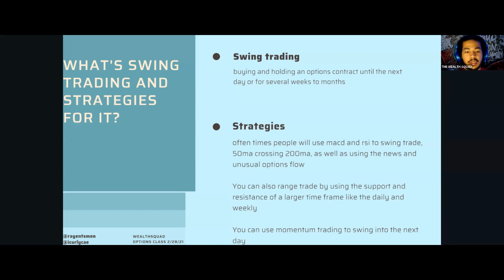And the strategies, oftentimes people use MACD, RSI to swing trade. They'll wait till they see both the indicators line up as well as an uptrend, and then they will go ahead and hop in that trade, as well as using the 50 MA crossing the 200 MA, which is often referred to as the golden cross, as well as using news and unusual option flow, which usually is on Flow Algo. And I can't remember the website for sure, but I think Quant Data or something like that also has option flow, or Cheddar. I think Cheddar might have option flow.